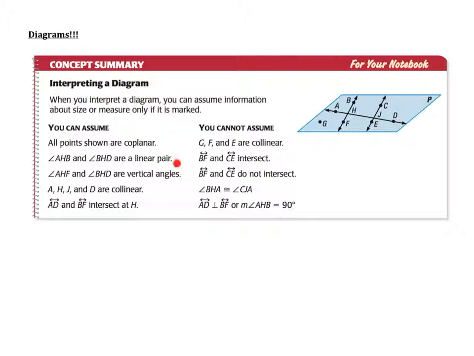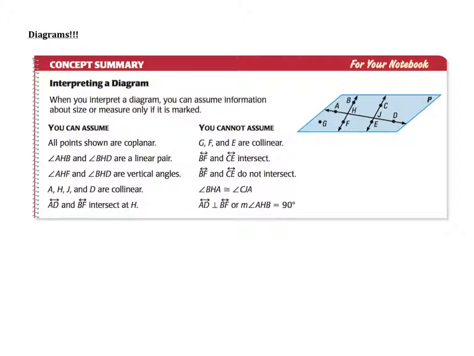So to start, the list on the left is the things you can assume from the diagram, and the list on the right is the things you cannot assume from the diagram. So to go through the things you can assume: all points shown are coplanar. As long as the points are lying in this blue area, the blue plane, I know that all of these points inside of here are coplanar.